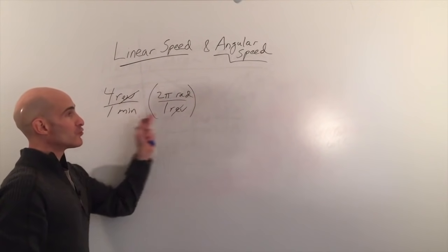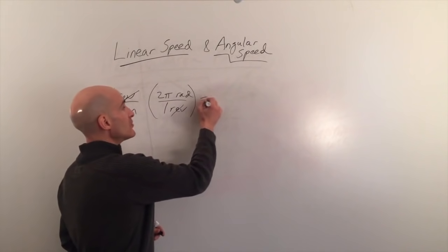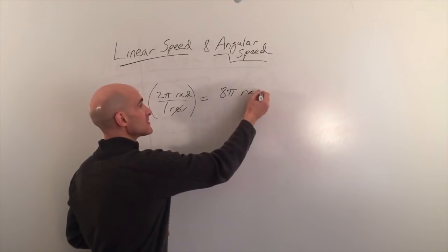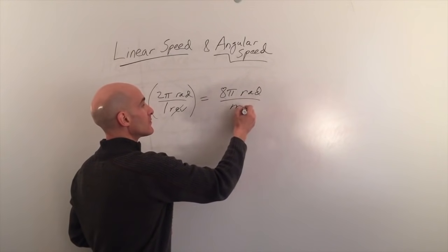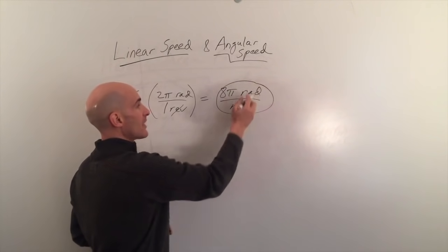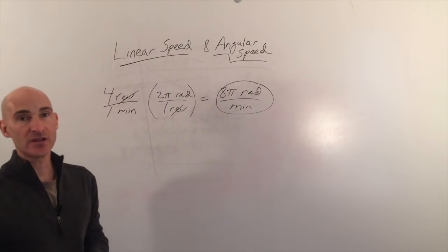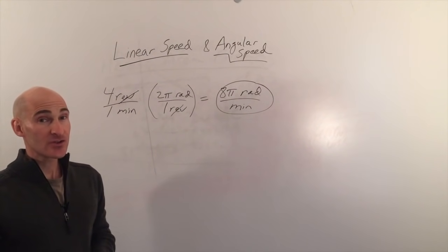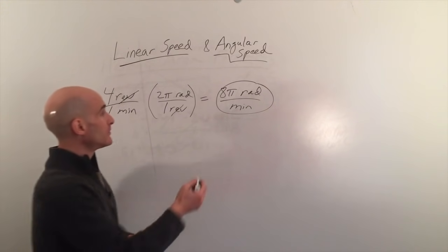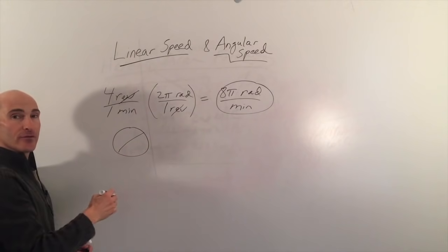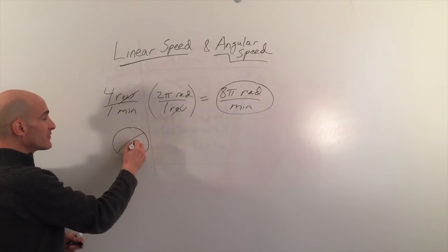If you multiply the numerators and denominators, you get 8 pi radians per minute. So that's your angle per unit time, your angular speed. Now if you want to find your linear speed, say this wheel that we're discussing has a 3-foot diameter. So say this is 3 feet.